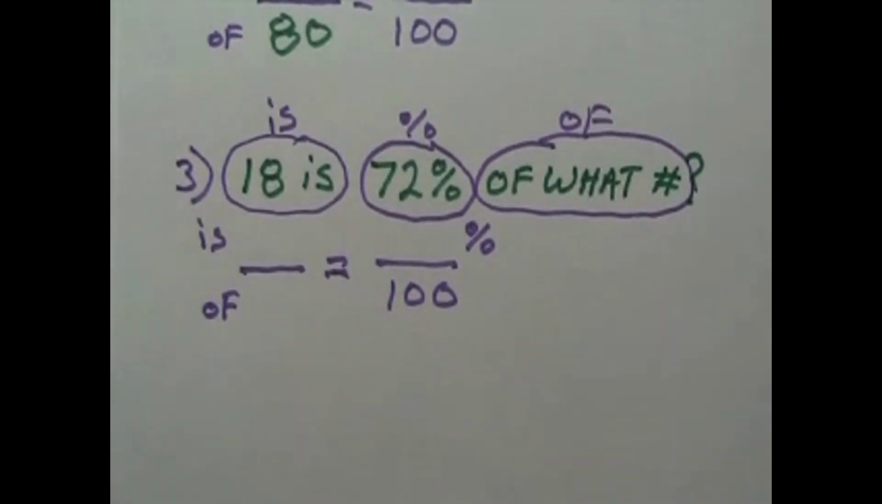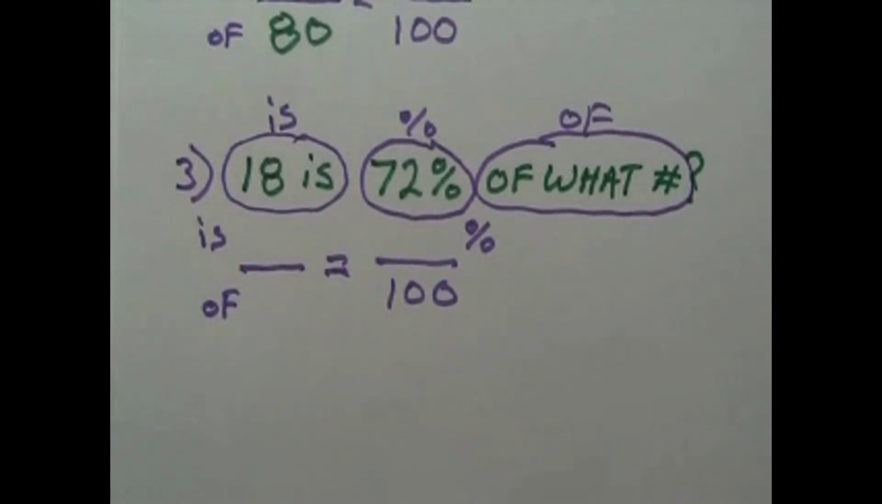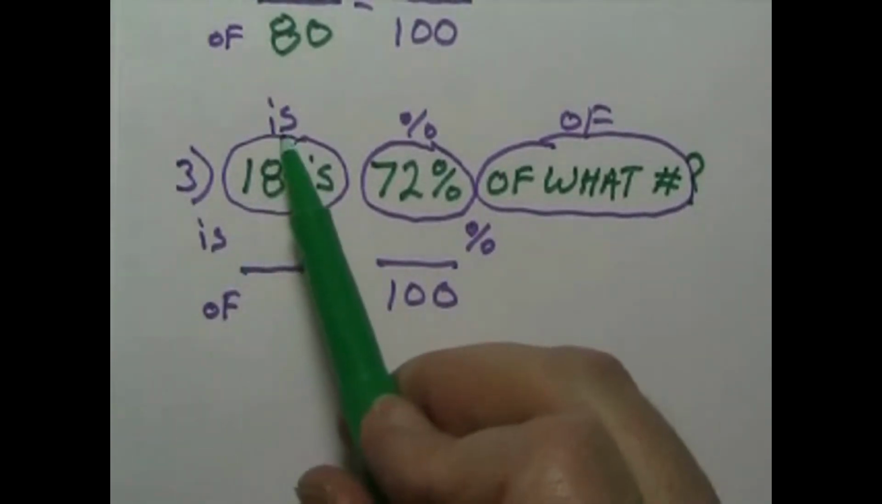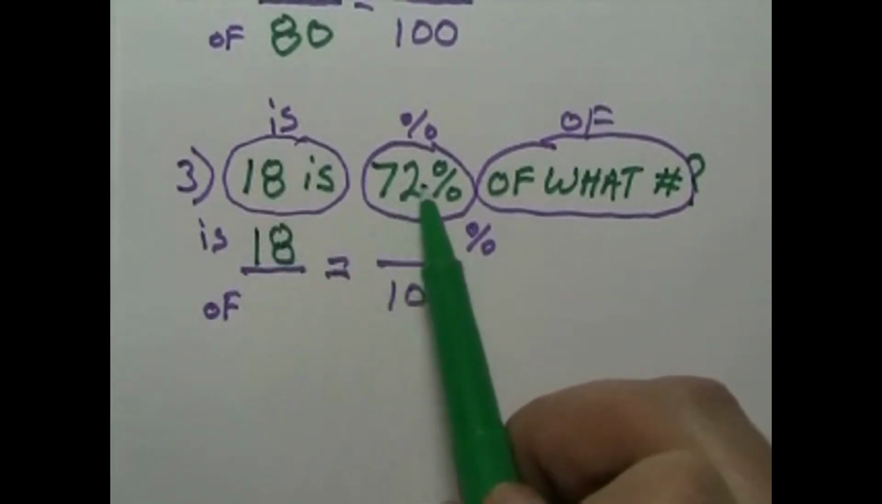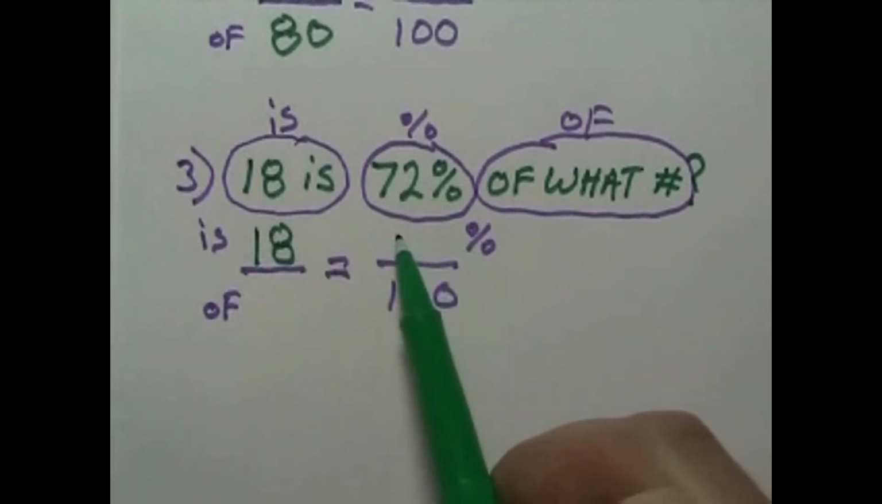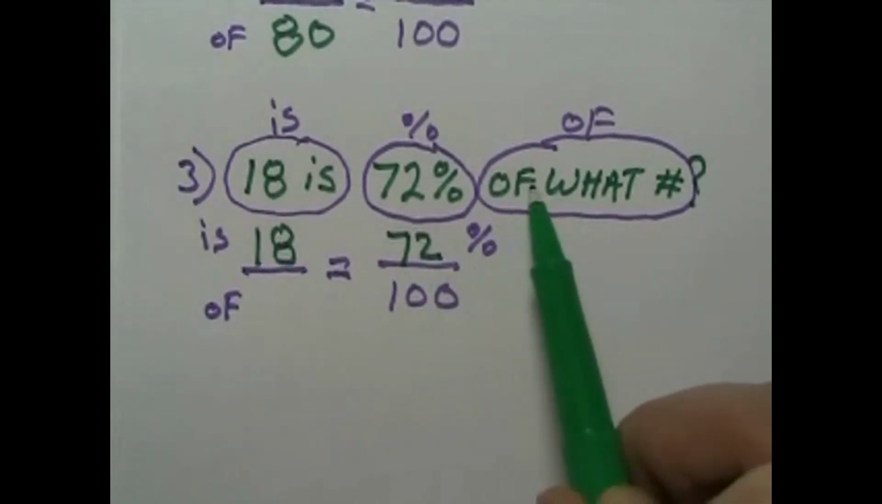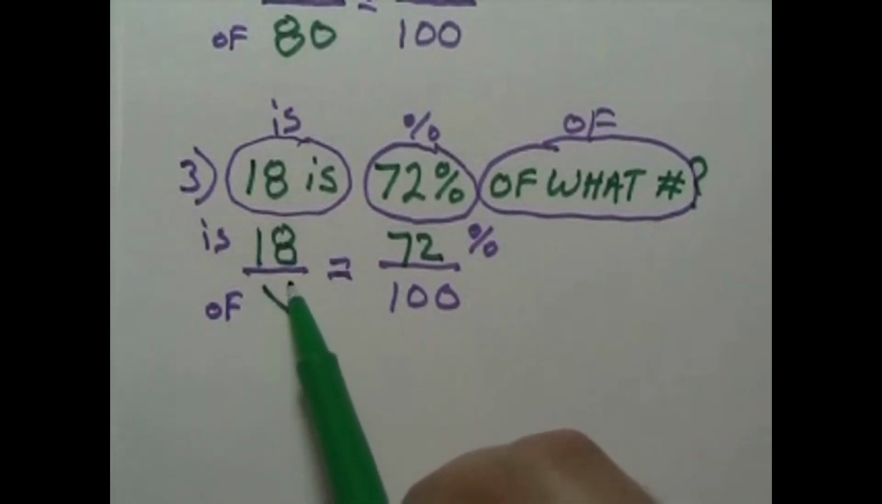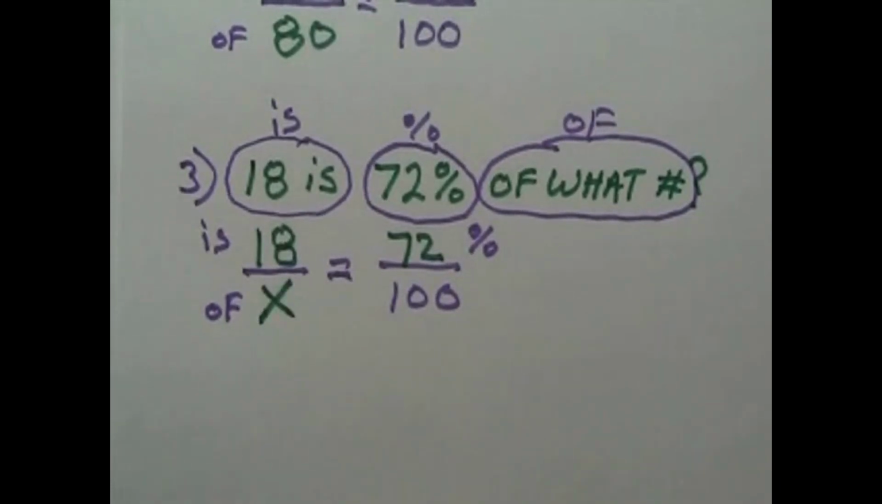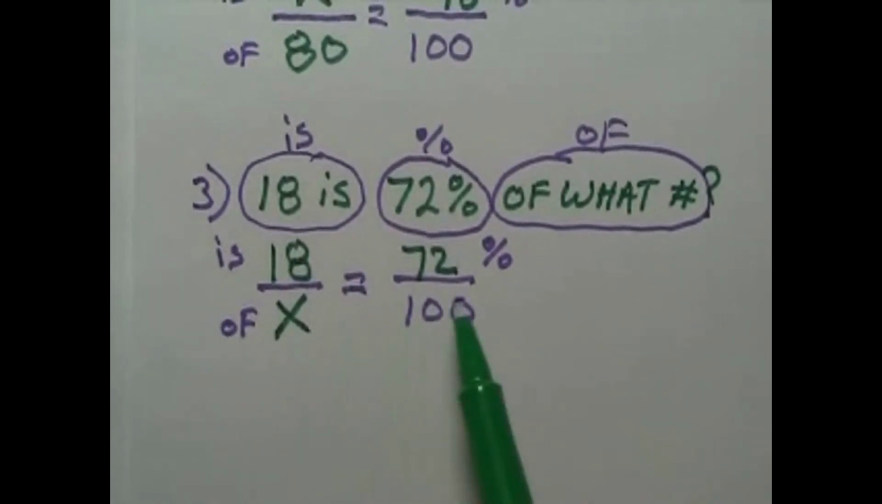So let's plug these numbers in. The is number is 18. That goes right here. The percent number is 72. That goes right on top. The of number, I don't know what that is. That's the one that goes down the bottom. That's the one that's missing. We don't know. Okay, so now we just set up our third problem.